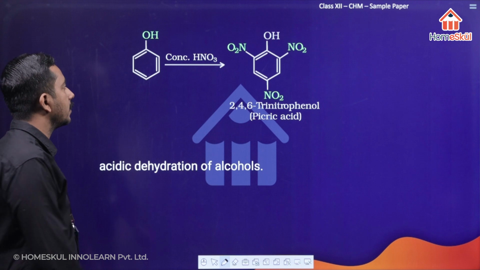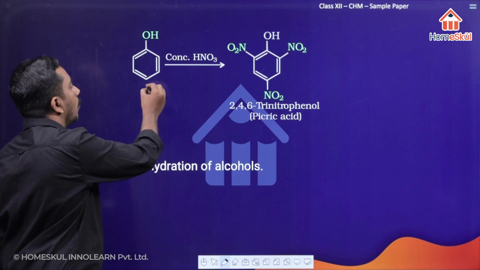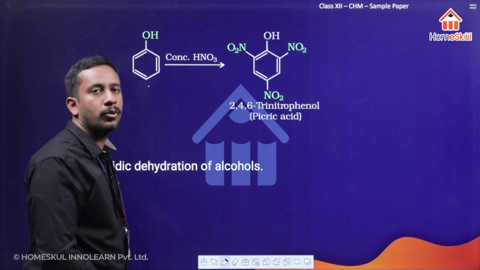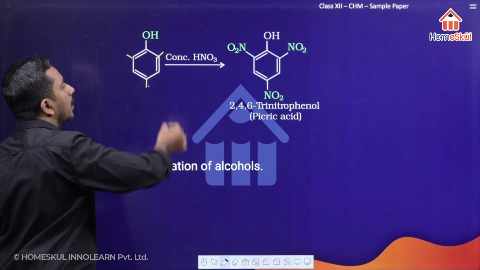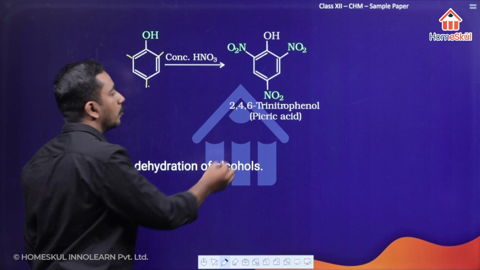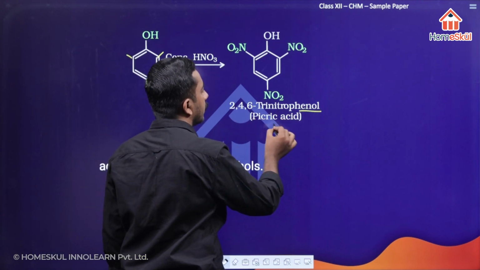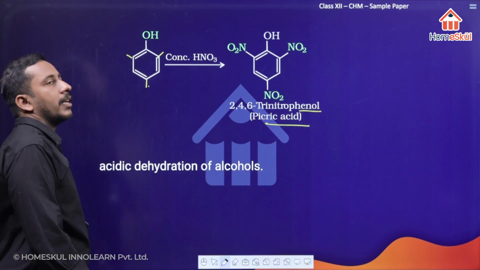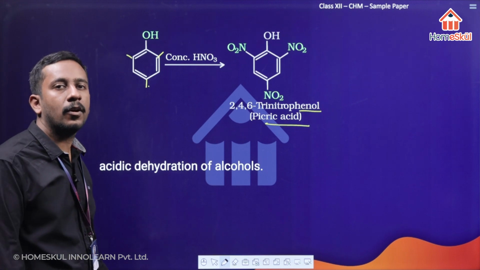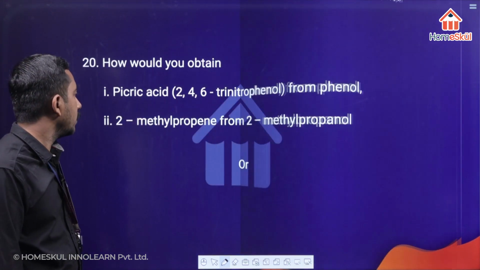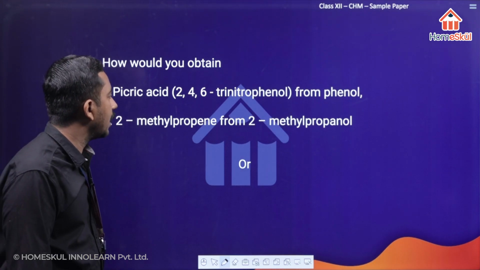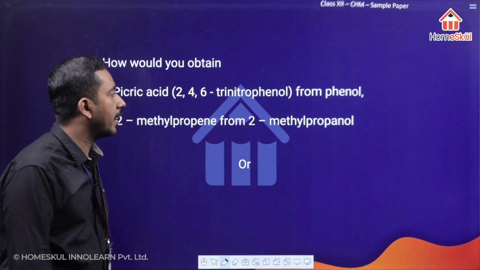So if we do a nitration reaction with the concentrated nitric acid on phenol, we'll have an NO2 group that is being substituted at the 2 ortho positions and 1 para position. So we'll be obtaining 2,4,6-trinitrophenol, that is picric acid, as the product. So the nitration of phenol will give you picric acid as the product. And the next question is to prepare 2-methyl-propene from 2-methyl-propanol.